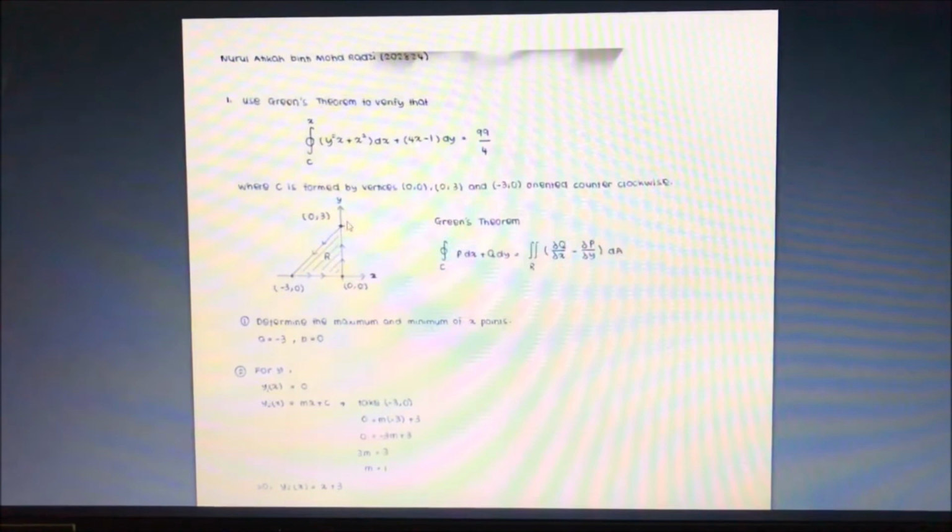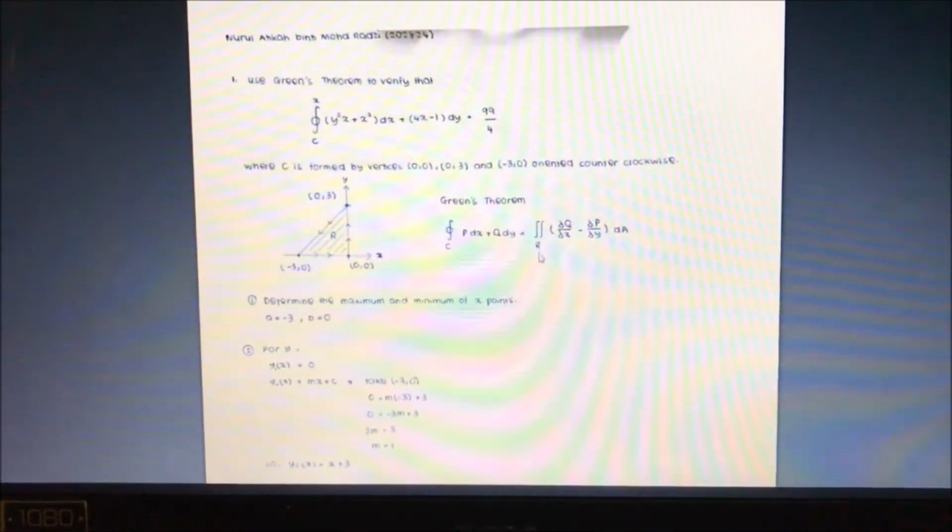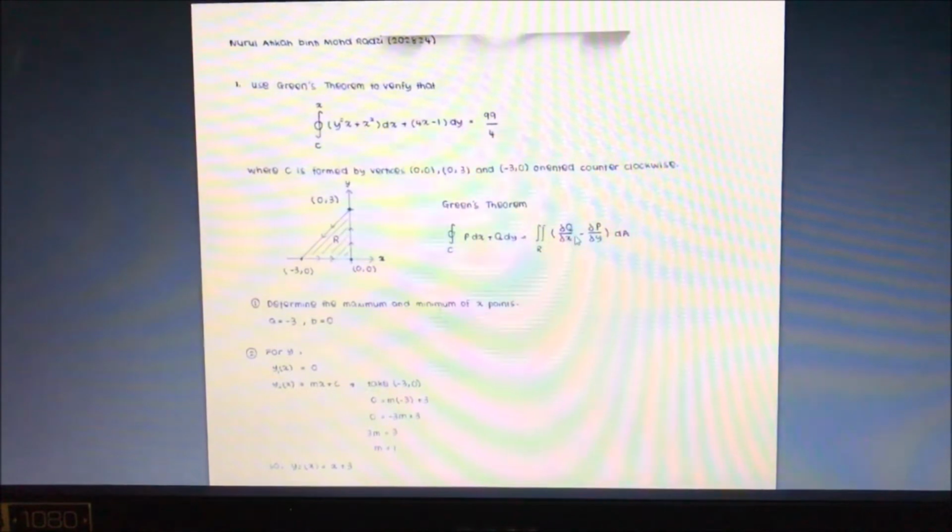Generally, Green's theorem states: let C be a positively oriented, or counterclockwise, piecewise smooth, simple closed curve in the plane, and let R be the region bounded by C. If P and Q have continuous partial derivatives on an open region that contains R, then the line integral over the closed loop of P dx plus Q dy equals the double integral over the region of the partial derivative of Q with respect to x minus the partial derivative of P with respect to y dA.